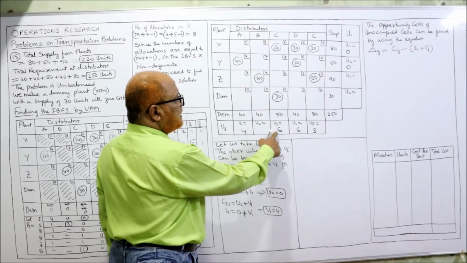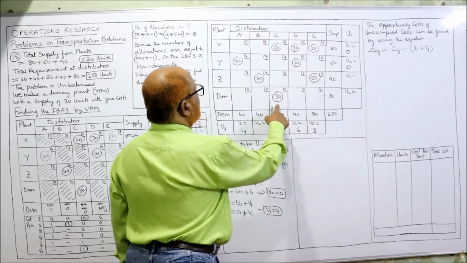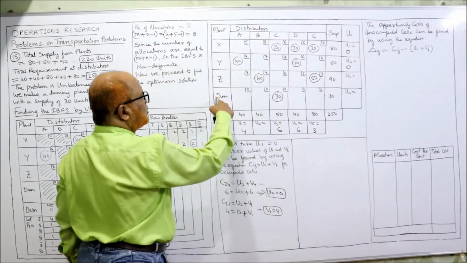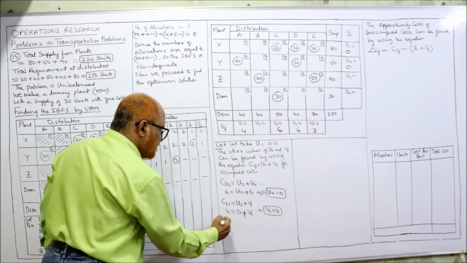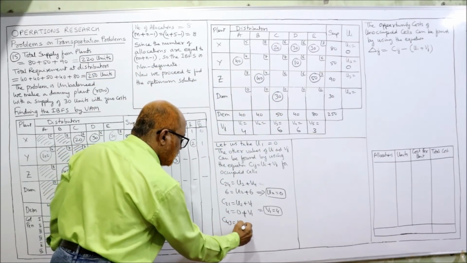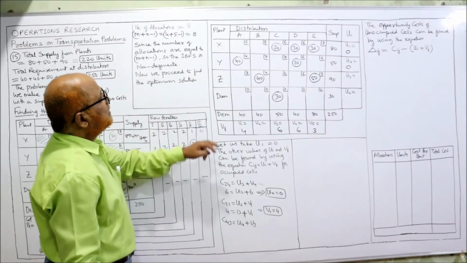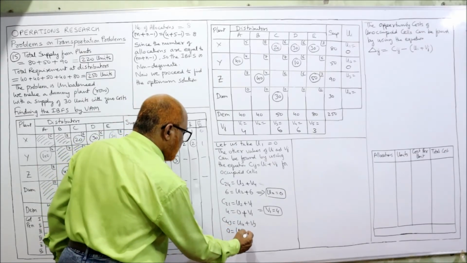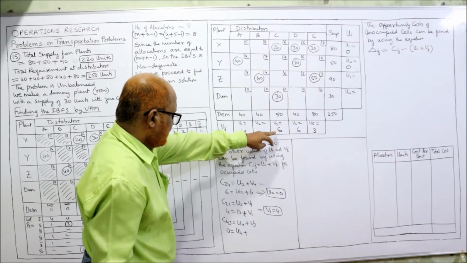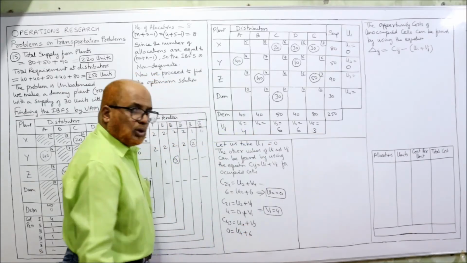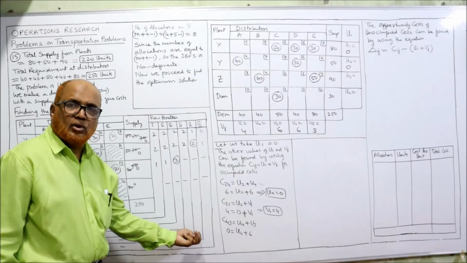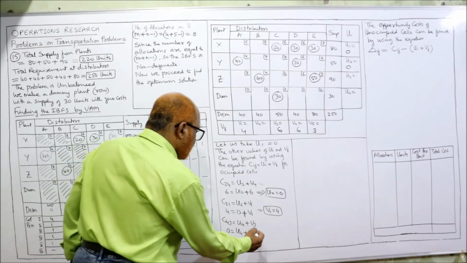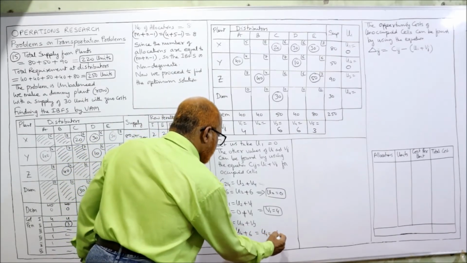Next, we will take another cell, this cell. Because we already have V3, we can find out U4. What is the location? 4 and 3. So C43, 4th row and 3rd column. C43 is equal to U4 plus V3. How much is C43? It is 0. 0 is equal to U4 plus V3. V3 is 6. If we take 6 to LHS, it will become minus 6. So 0 minus 6 will become minus 6. So U4 will become minus 6.